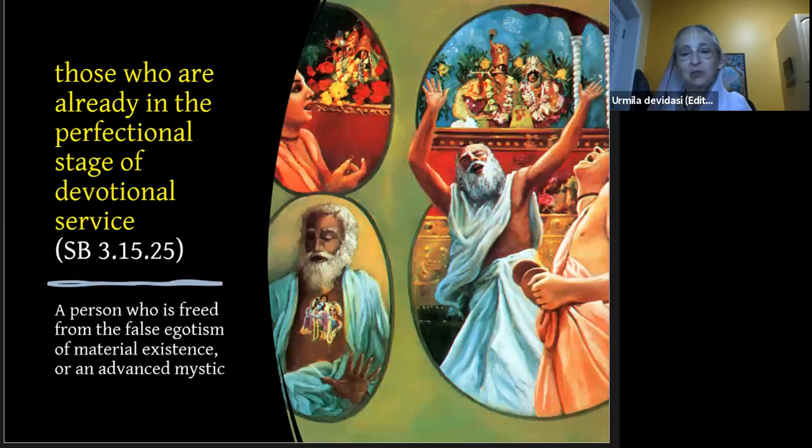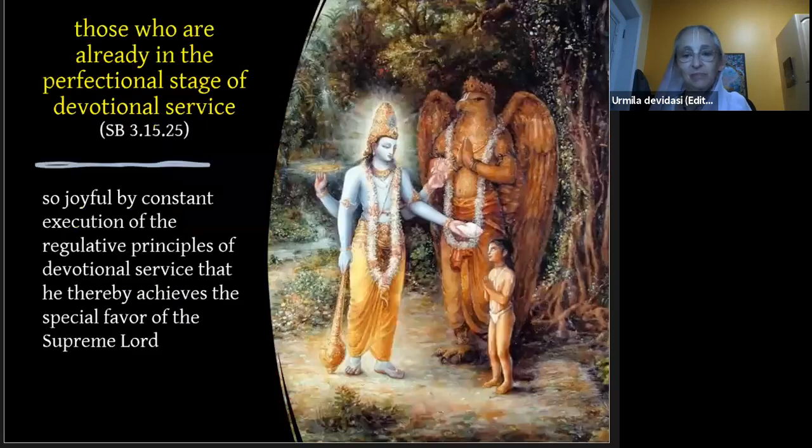Okay, so some explanation of these people, the people who are siddhas. The examples given from 3.15.25: a person who's free from false egotism of material existence, or an advanced mystic. Either one could be considered siddha. Another description from 3.15.25. We just broke this up into several slides.